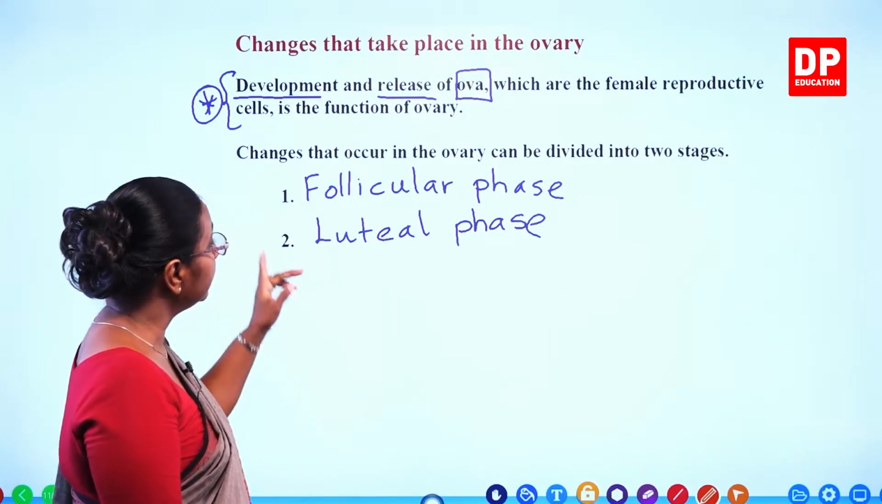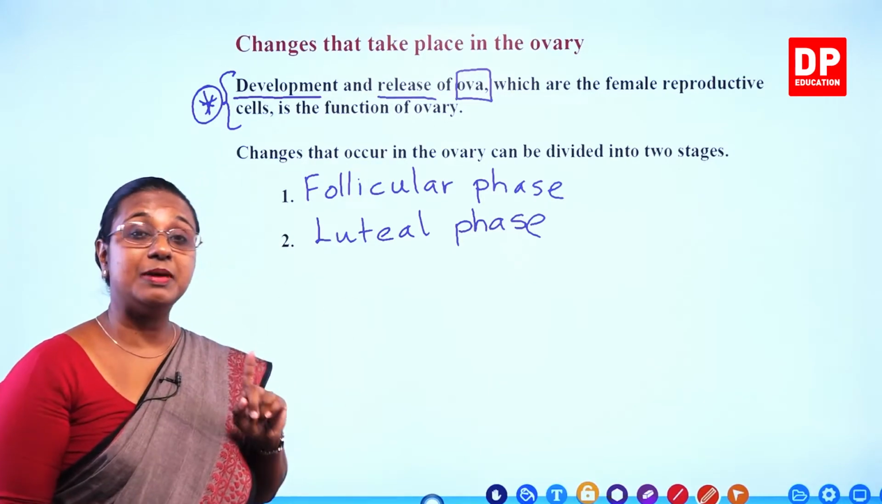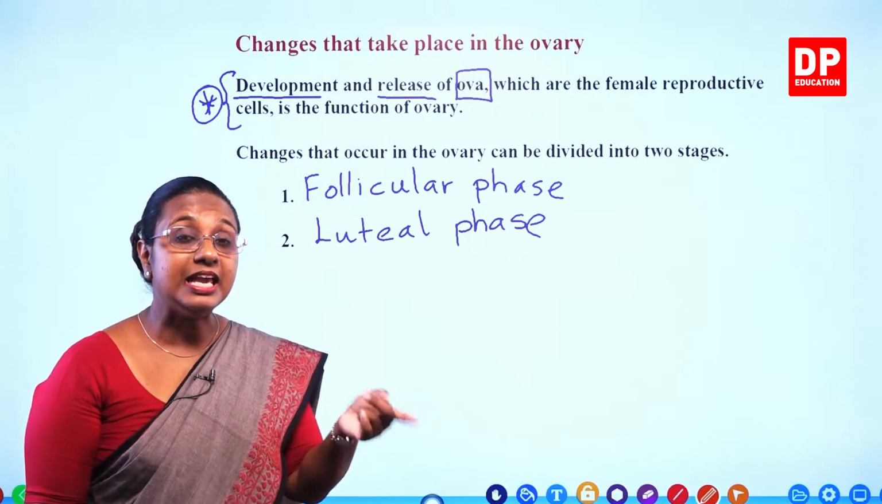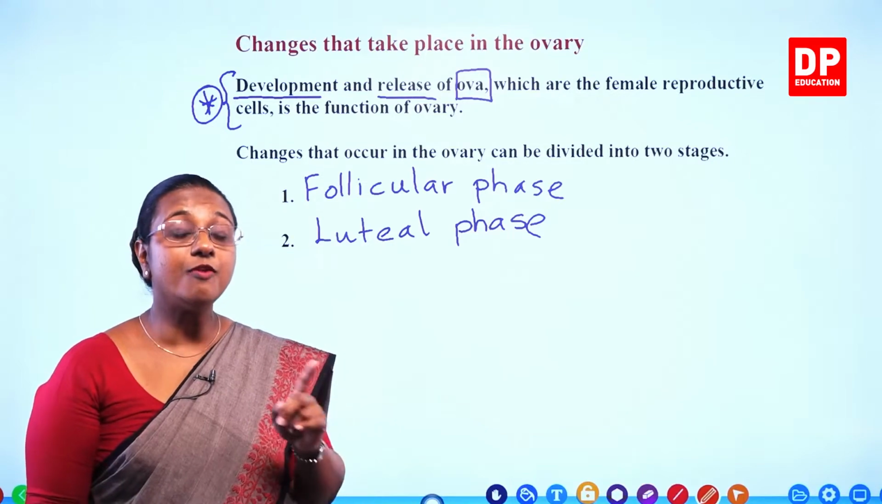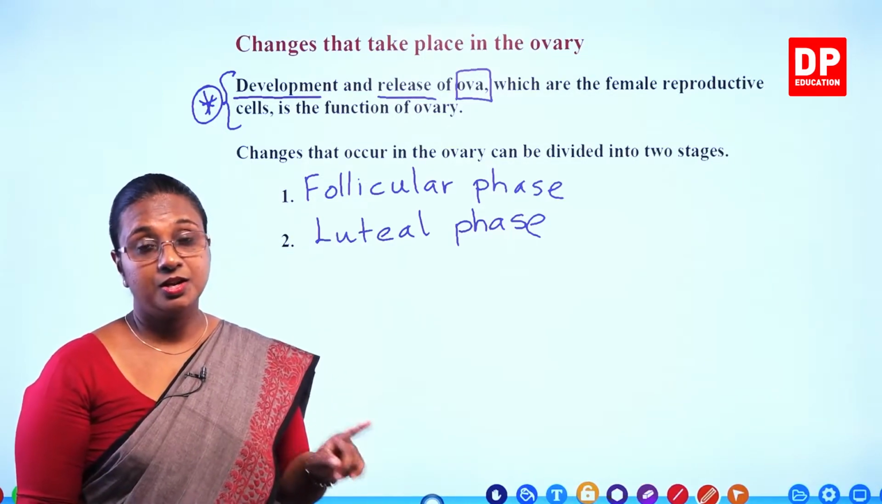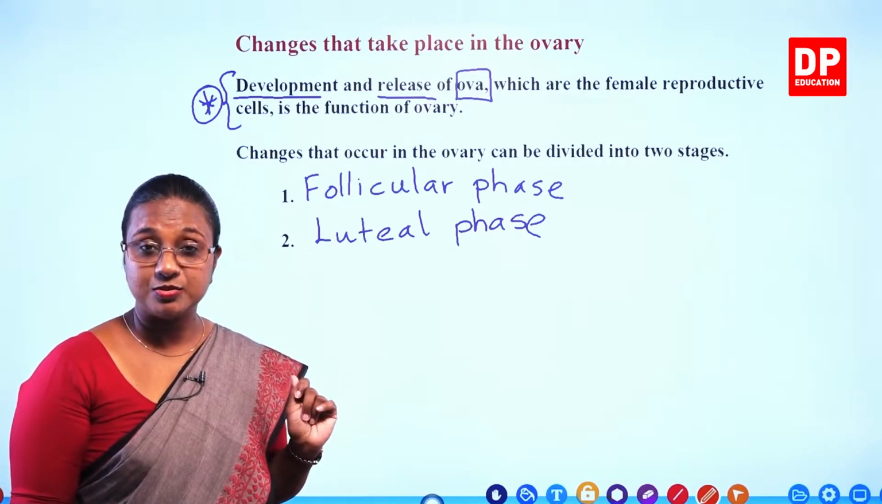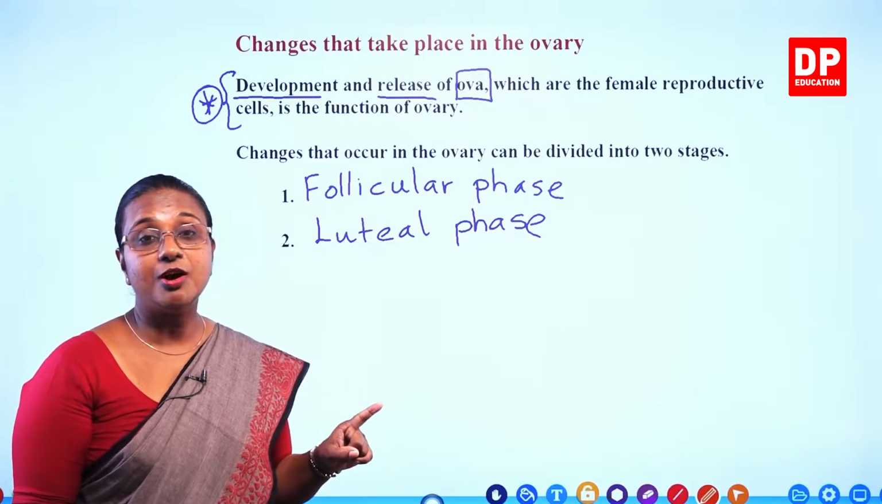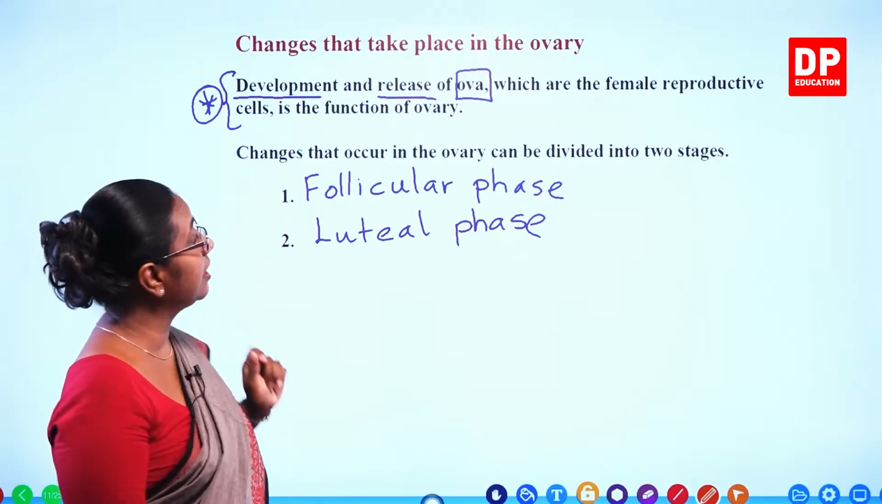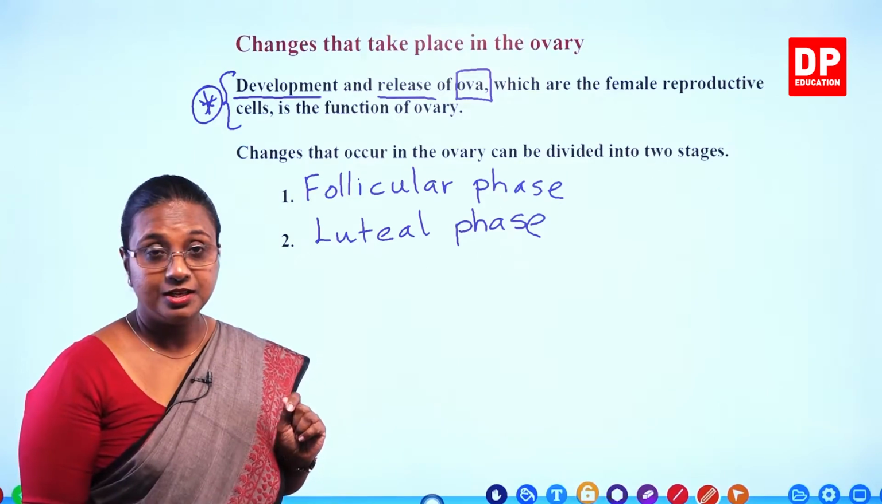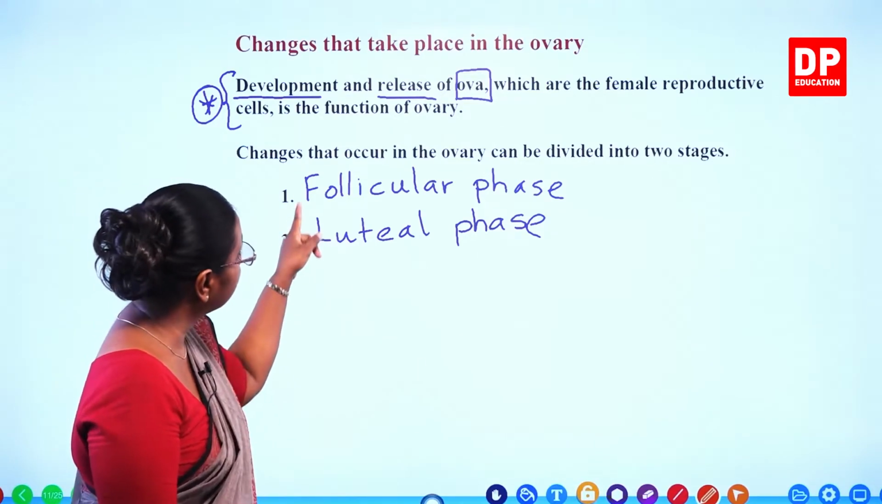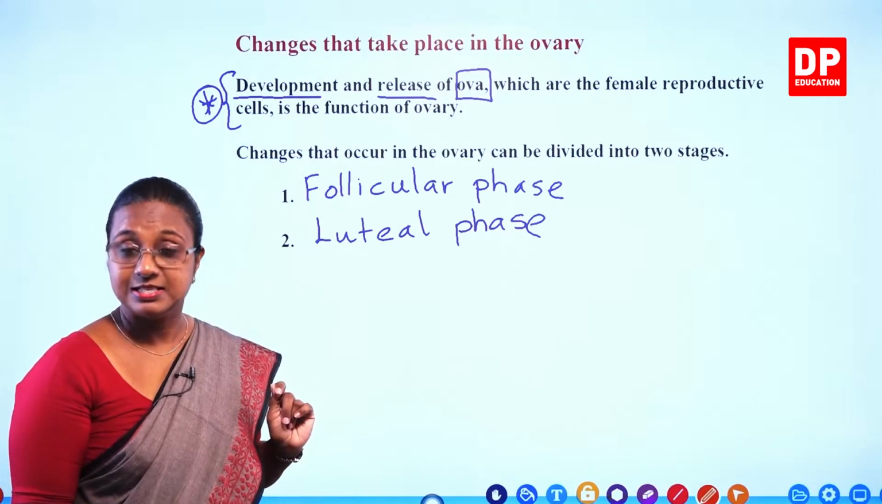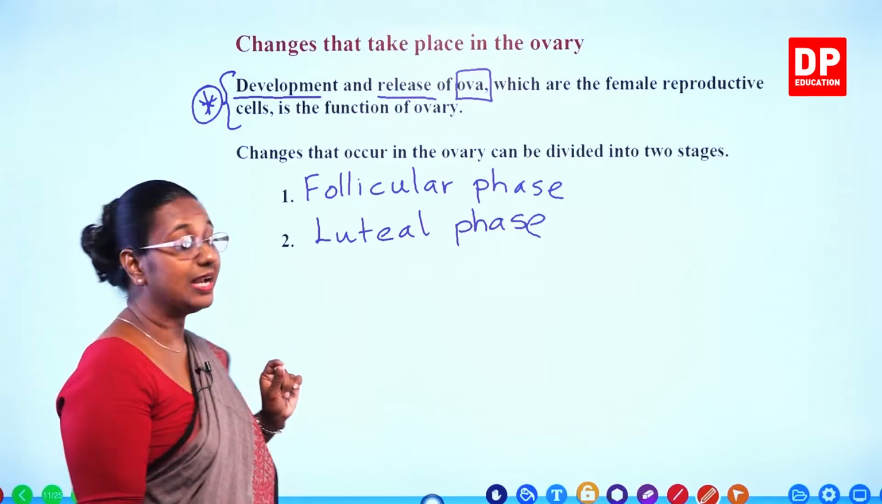Normally, the first day of the menstrual cycle is the day that the first day of menstruation occurs. Normally in females, there is menstruation taking place. The first day of that is considered as the first day of the menstrual cycle. So, here within the ovary, there will be two phases taking place. We will discuss that now.